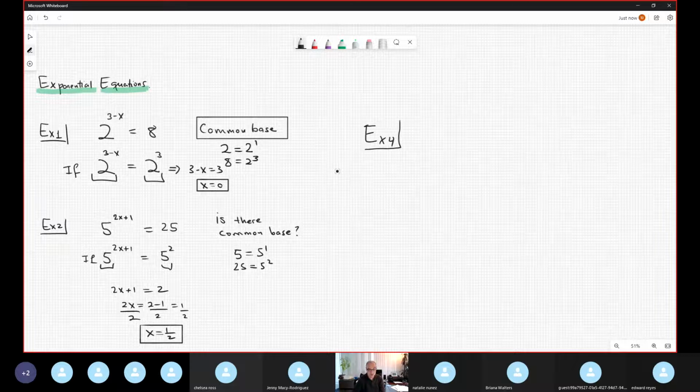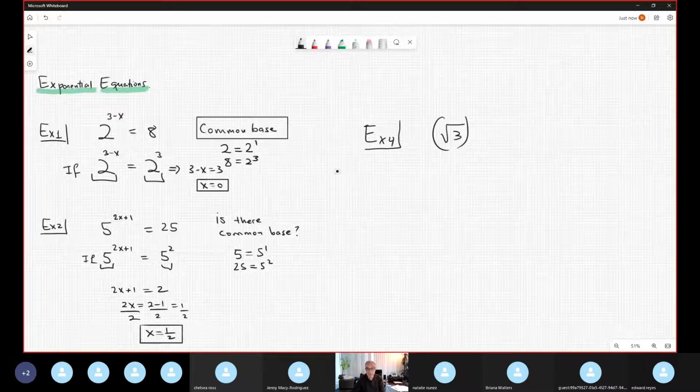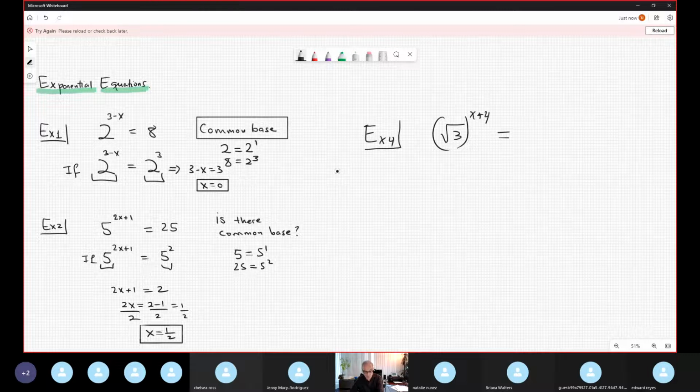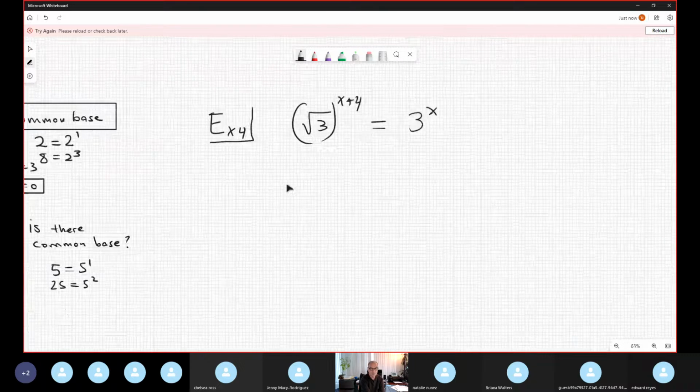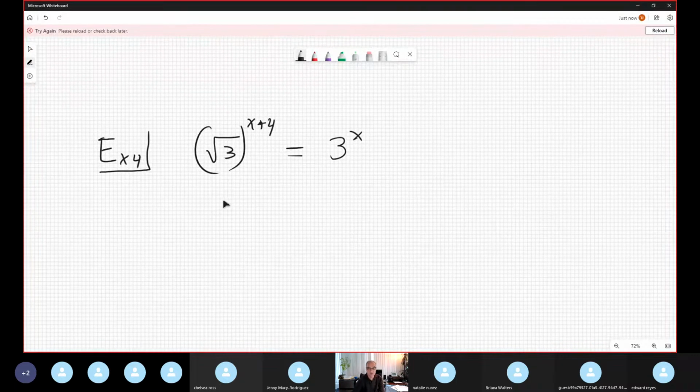Nice. Let's see example 4: square root 3 raised to the x plus 4 equals 3 to the x. I introduce one new thing, the square root. But you need to know that square root 3 is equivalent to 3 to the 1/2. I suppose you remember the idea for the fraction exponent.